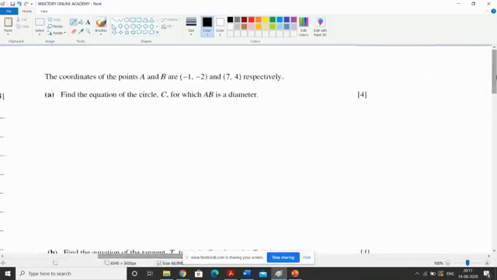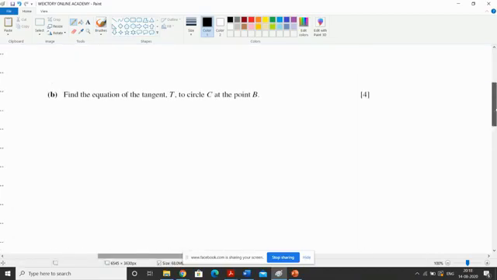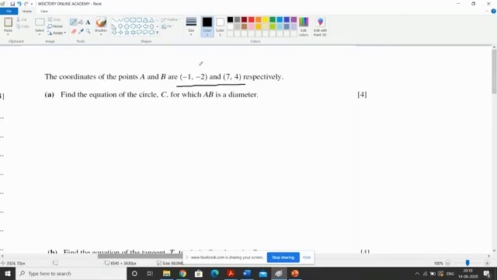Next, the coordinates of points A and B are (-1, -2) and (7, 4). Find the equation of the circle for which AB is the diameter. Again the same kind of question. So find the midpoint. h is -1 plus 7 divided by 2, which is 3. k will be -2 plus 4 divided by 2, so 2 divided by 2 is 1. So h is 3 and k is 1.